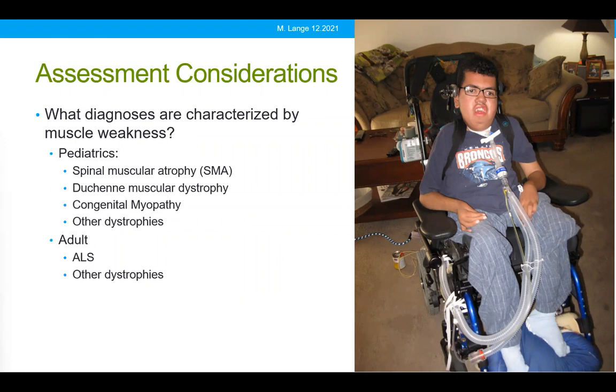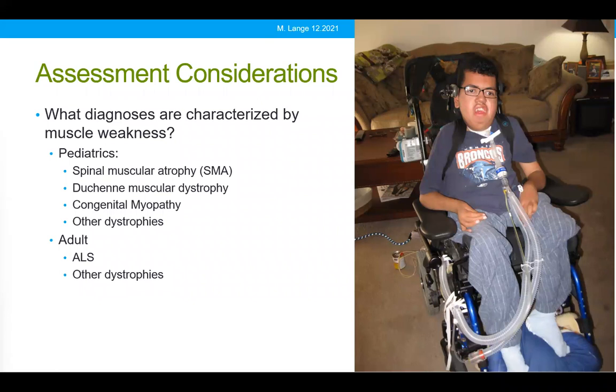So spinal muscular atrophy, Duchenne muscular dystrophy, congenital myopathies, and other dystrophies. In the adult population, we can see muscle weakness, particularly in people with ALS, but there's other dystrophies where we can see muscle weakness in the adult population as well.